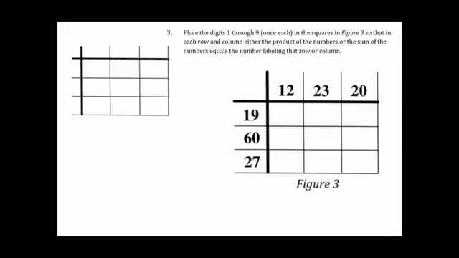Okay, so problem number 3 asks, place the digits 1 through 9 once each in the squares in figure 3 so that in each row and column, either the product of the numbers or the sum of the numbers equals the number labeling that row or column.